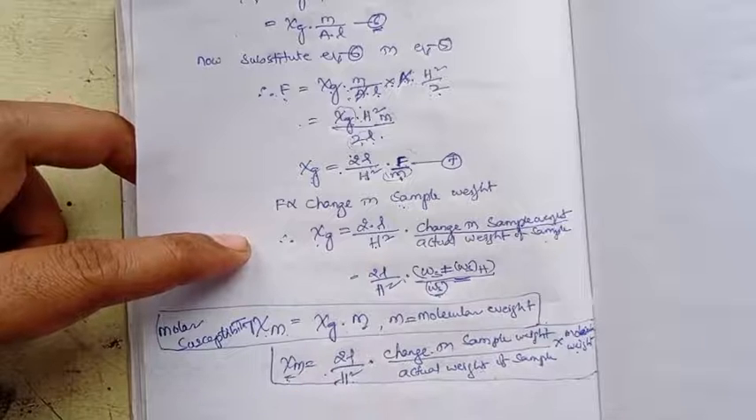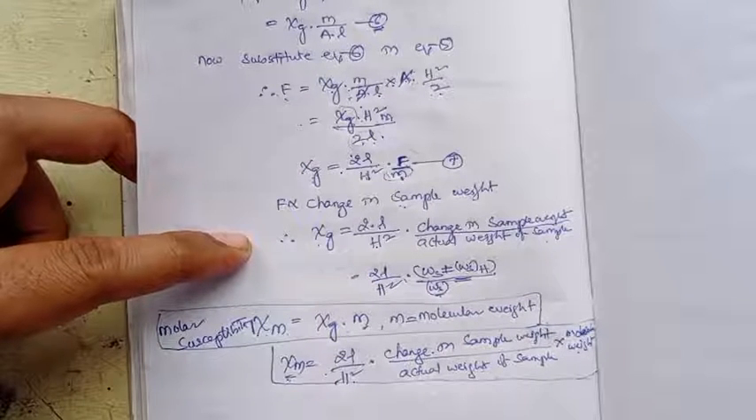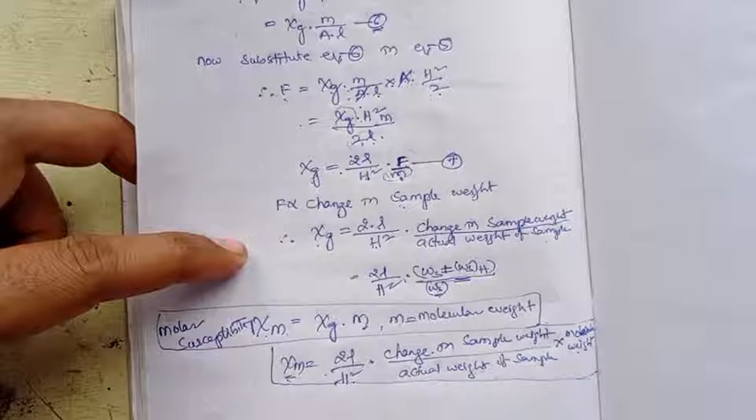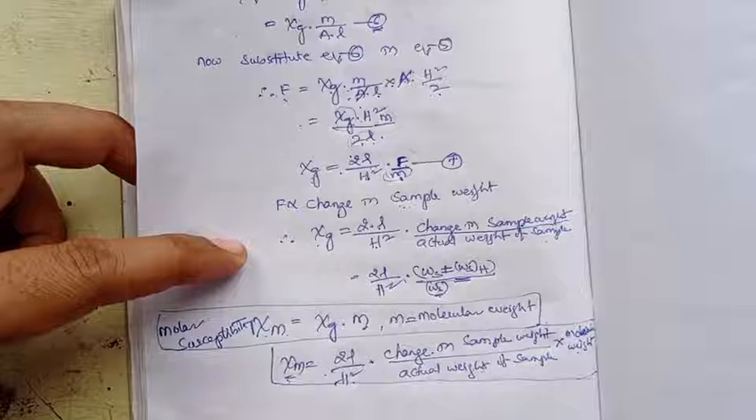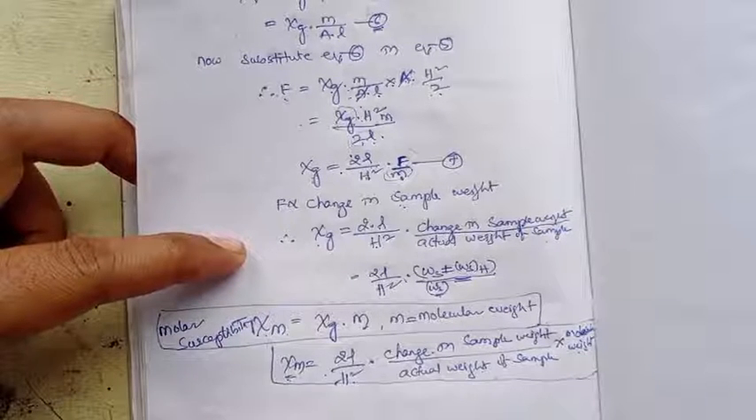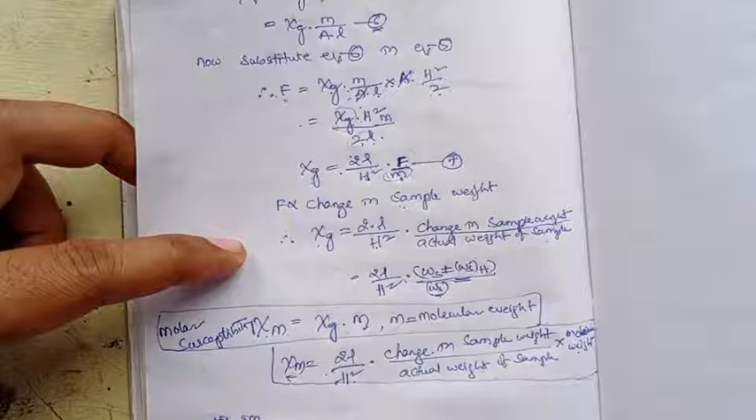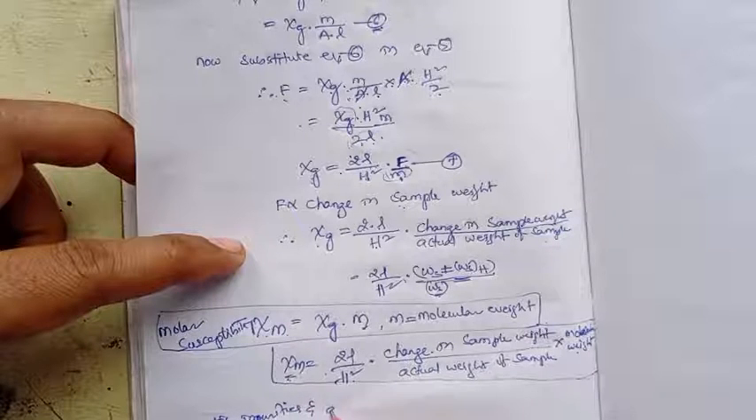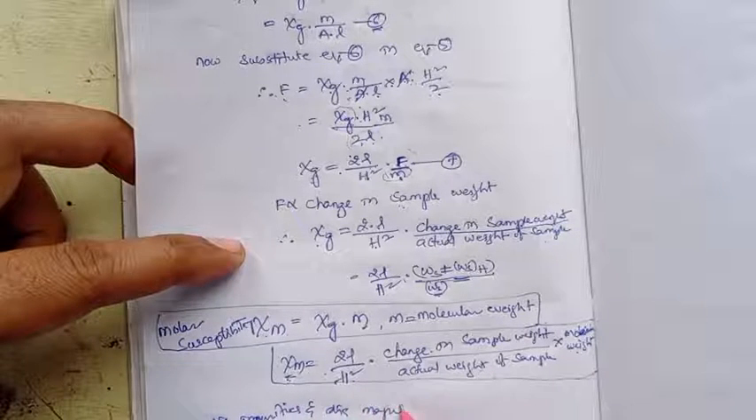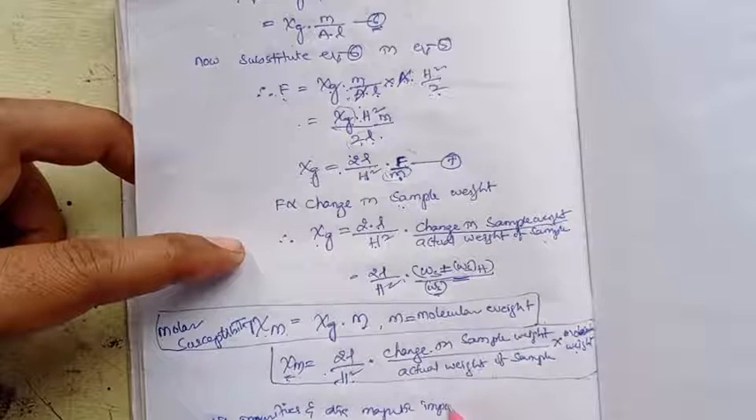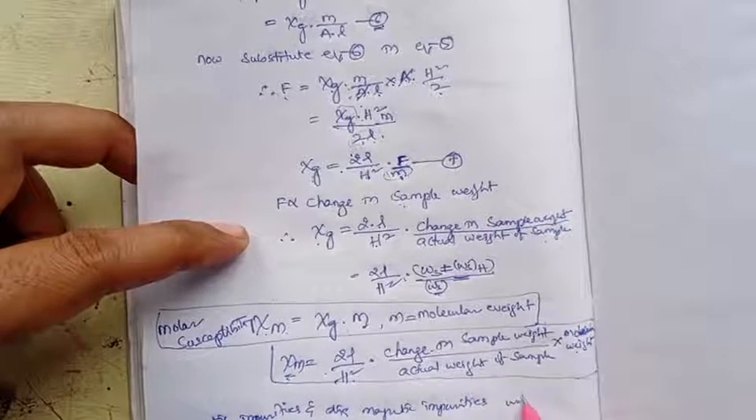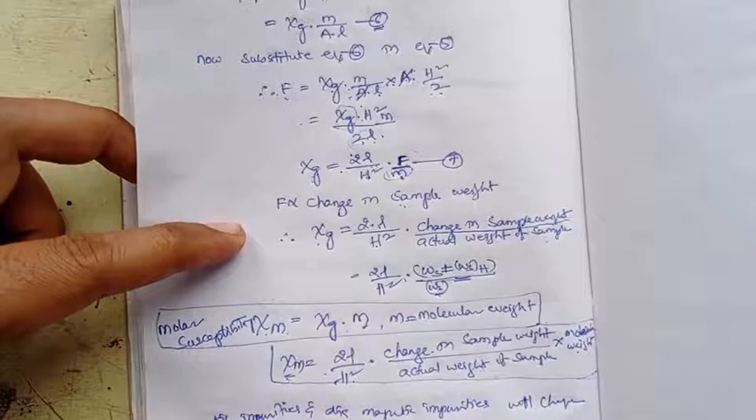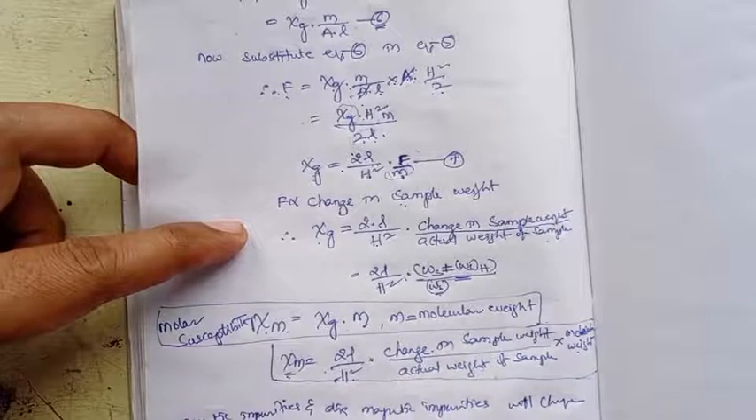Actually this molar susceptibility has some corrections due to impurities in the sample, right? If the sample has paramagnetic impurities and diamagnetic impurities, they will change the value of molar susceptibility.